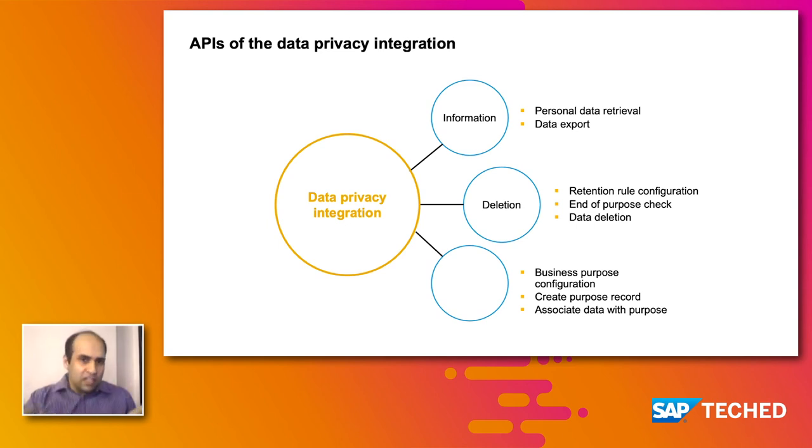Finally, the business context management APIs provide the capability to configure business purposes and create a purpose instance. For example, as you saw in the use case, when the customer is onboarded into the landscape, a purpose record is created. So the APIs allow you to create a purpose instance for the data subject. And also there are APIs to associate all the personal data with the centralized business purpose.